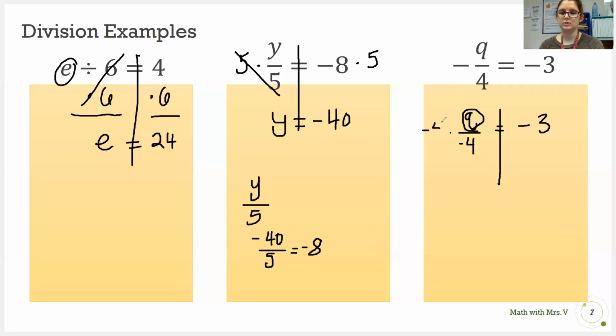I'm going to undo division with multiplication. What I do to one side, I have to do to the other. Times 4 divided by 4 cancels, so I'm left with q equals 3 times 4 is 12. A negative times a negative makes a positive, so my answer is q equals 12.